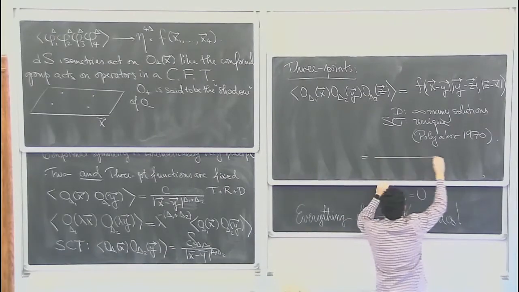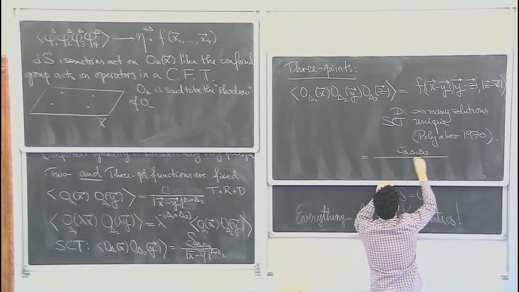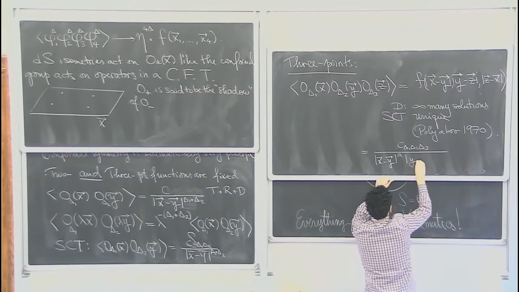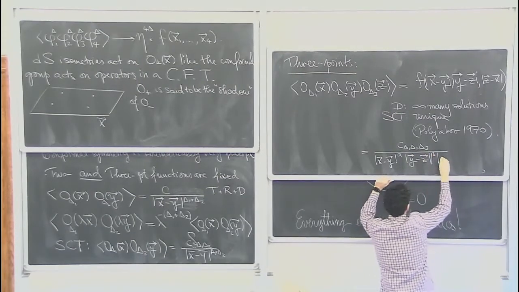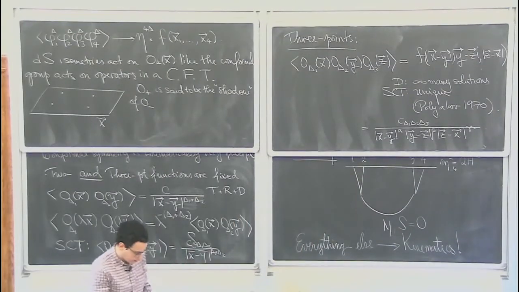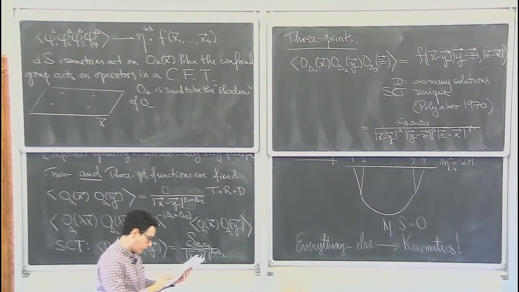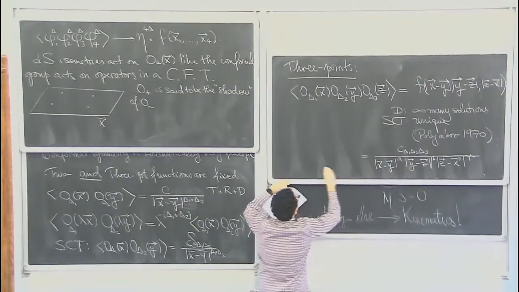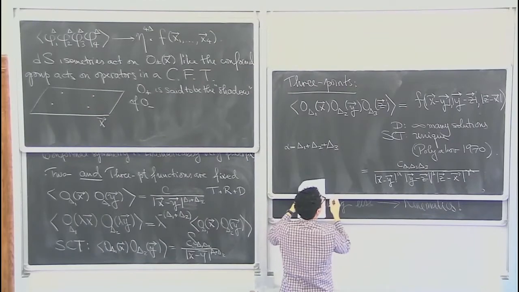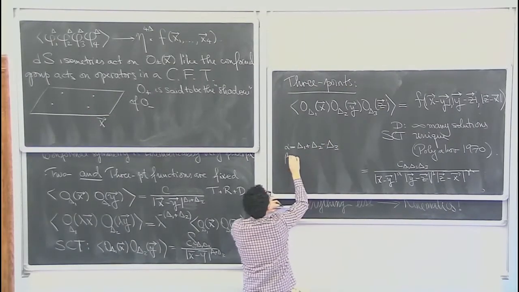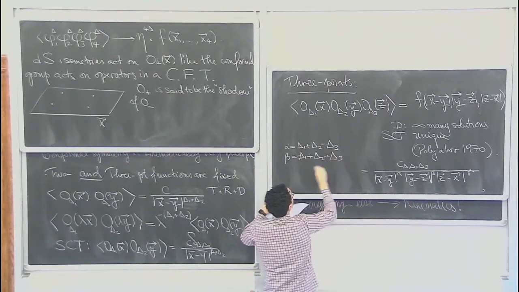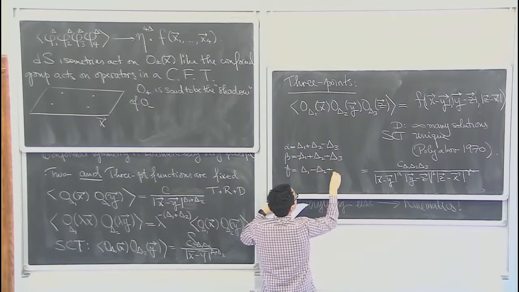So the solution is some constant, and then x minus y to a certain power alpha, y minus z to a certain power beta, and to a power gamma. Where alpha, beta, and gamma, let's see if I've written them. I always forget. Yes. So alpha is delta 1 plus delta 2 plus delta 3, minus... beta is delta 1 minus delta 2 plus delta 3... gamma is delta 1 minus delta 2 plus delta 3. Okay.